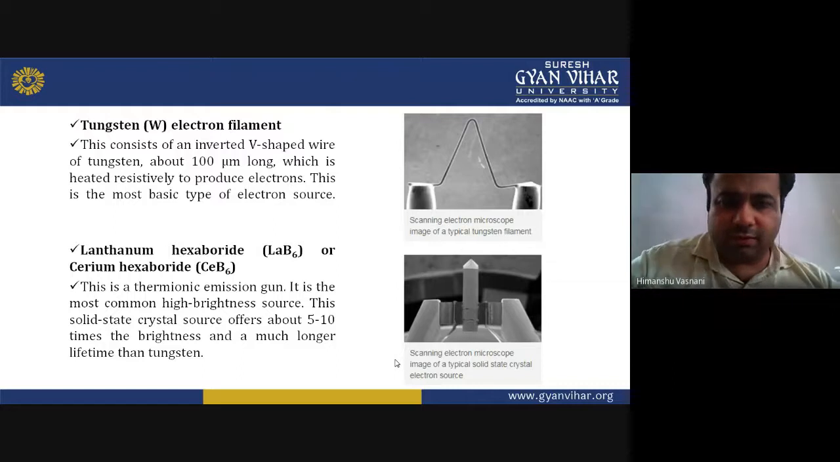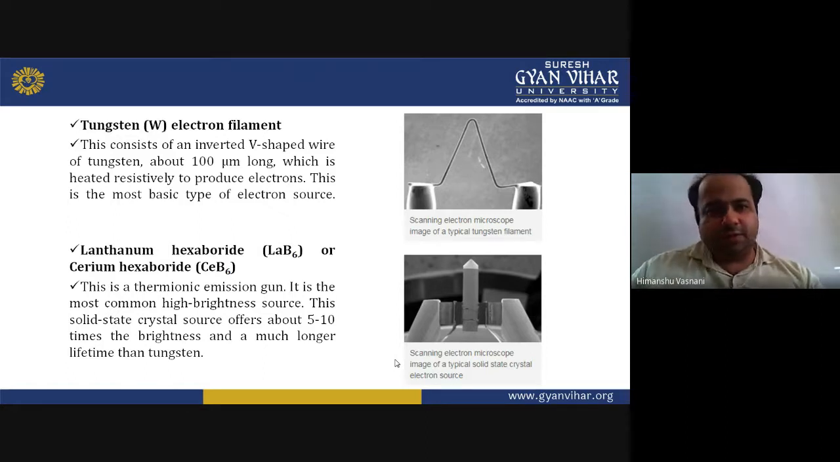When I talk about the tungsten filament, it consists of an inverted V-shaped wire of tungsten about 100 micrometers long, which is heated resistively to produce electrons. You can see this inverted V-shaped wire in this diagram, and the length is also given to you. This is the most basic type of electron source.